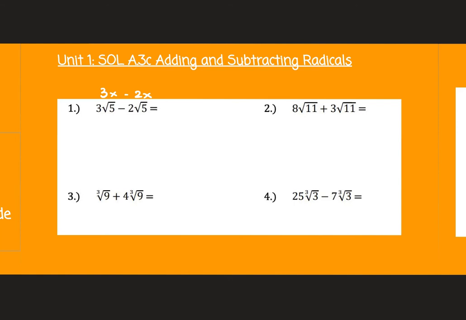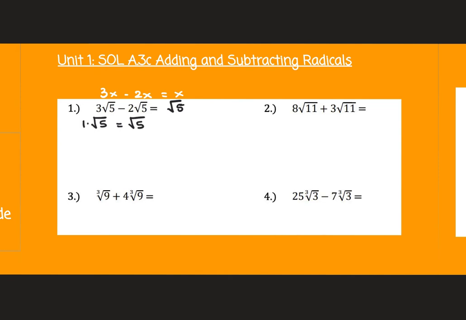Just like if I were working with 3x minus 2x, I would simply do 3 minus 2, which just gives me x. The same thing applies for radicals. I have 3 minus 2, which is just going to give me 1. So I'm simply left with the square root of 5. We're putting that 1 outside of the radical. That's multiplying by 1, which just gives me the square root of 5.